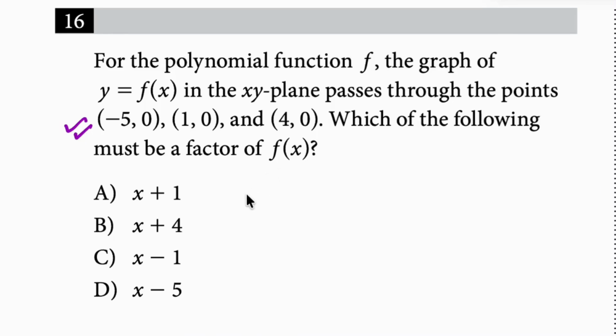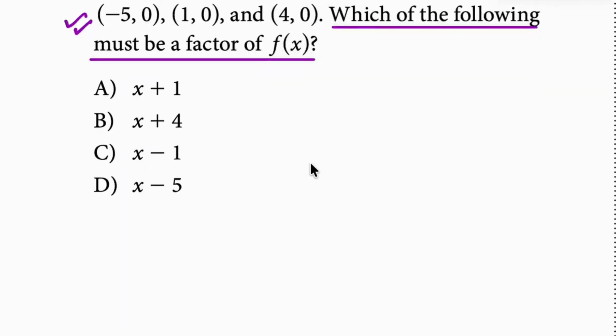Okay, let's stop here, right? And try to understand the concept of this last question. What is the concept involved in this question?